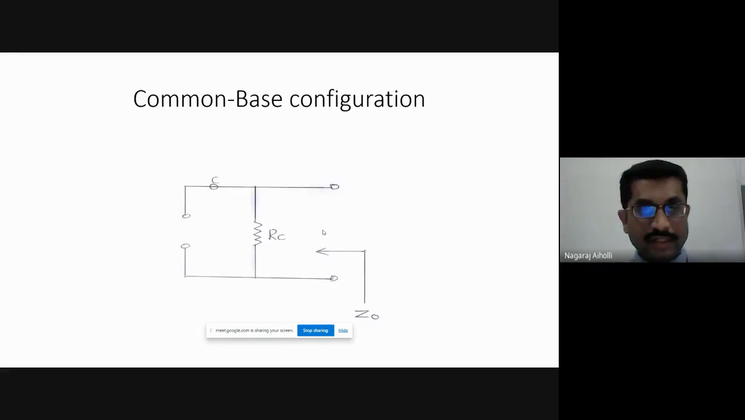So it is like this. It's a collector terminal. This current source is 0. Alpha IE is 0 because IE is 0. The product of alpha into IE will become 0. It is an open circuit. Then we have only the collector resistance RC.